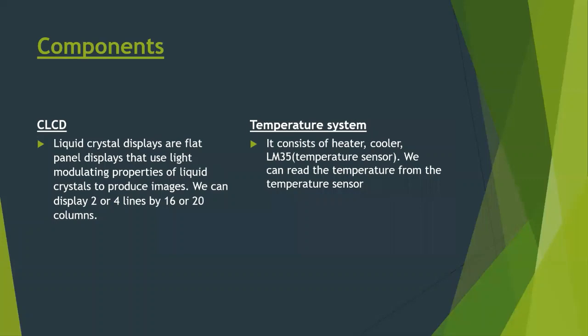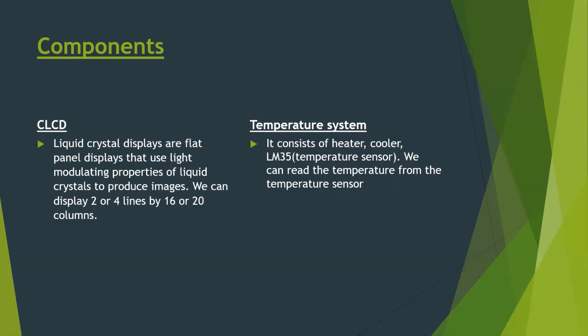Moving on, we have CLCD. That is very important to display the notification and state of the heater or a cooler, whether it's on or off. It shows the notification of 2 or 4 lines by 16 or 20 columns. And here we have the temperature system. It consists of heater, cooler, and LM35. This LM35 is a temperature sensor with the help of which we can read the temperature from this temperature system.